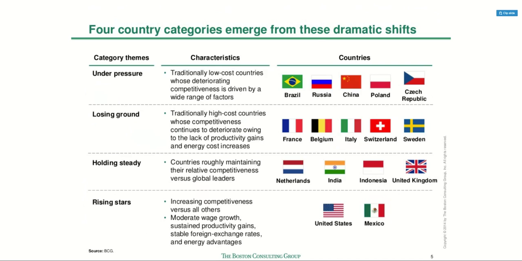Okay, let's see what's next. Four country categories emerge from these dramatic shifts. So these are all the categories that you put these groups into. This makes a lot of sense. This is a nice clean table.